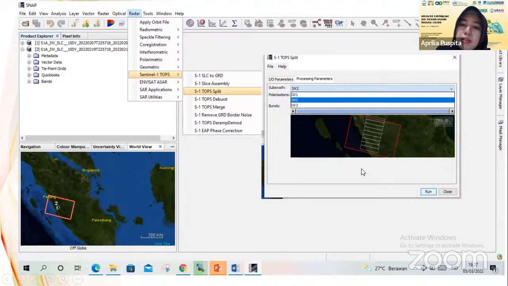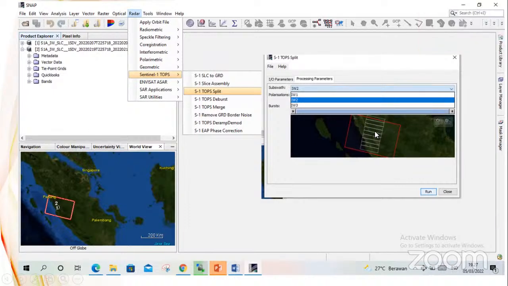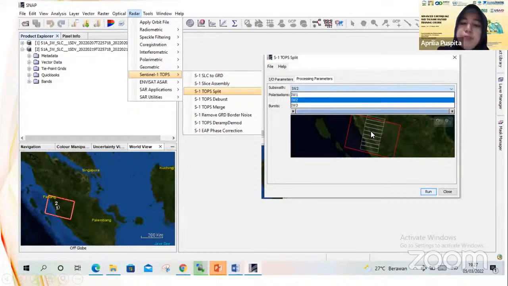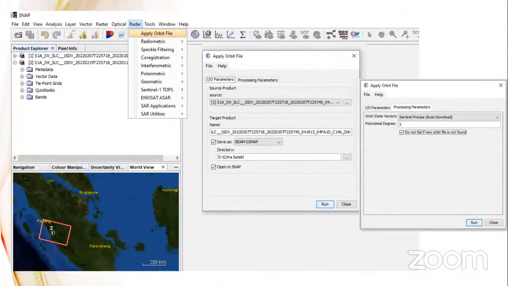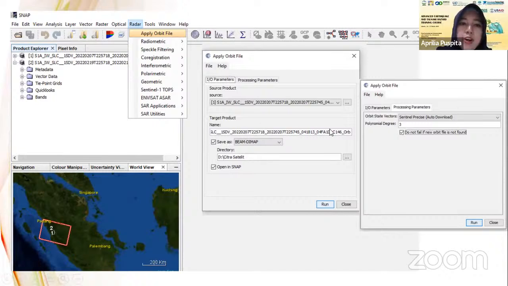This is not running all of the swaths, because it needs a high-performance RAM on your computer. So we need to divide it to process every swath of every scene. Bursts 1 until 9 you can set depending on your area of interest, and you can run. Then you can apply orbit here, check the list, and you can run.